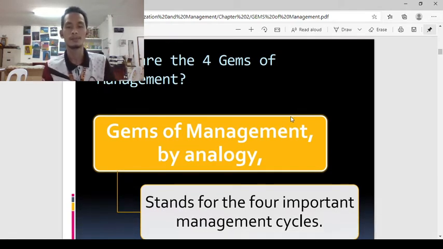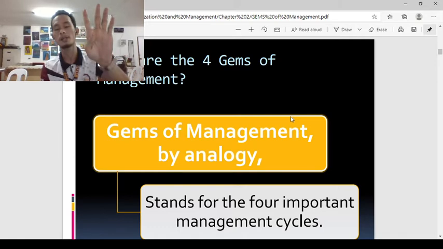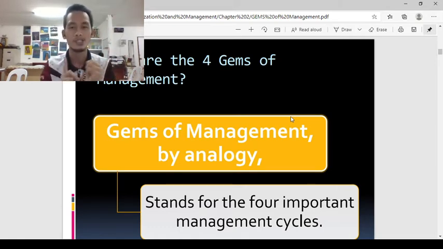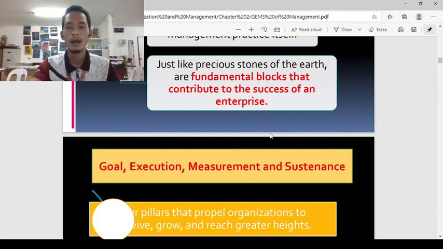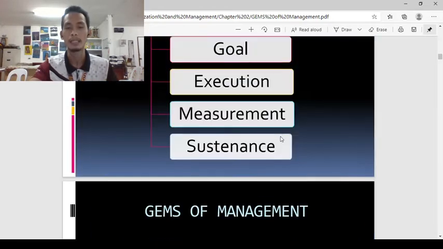Now, the gems of management, by analogy, stands for the four important management cycles. G for goal setting, E for execution, M for measurement, and S for sustaining operation, sustenance. Thus, just like the gemstones of the earth, the gems of management are also very important. In fact, if the gemstones are said to be the fundamental building blocks of the earth, the gems of management are said to be the fundamental blocks that contribute to the success of an enterprise.